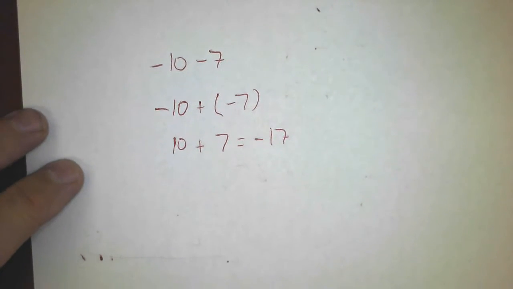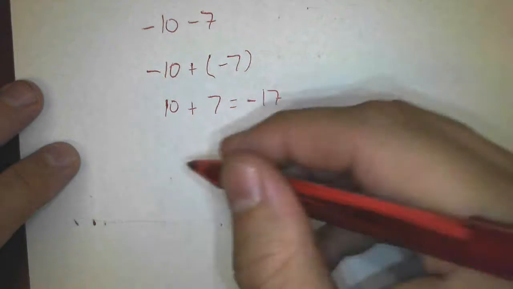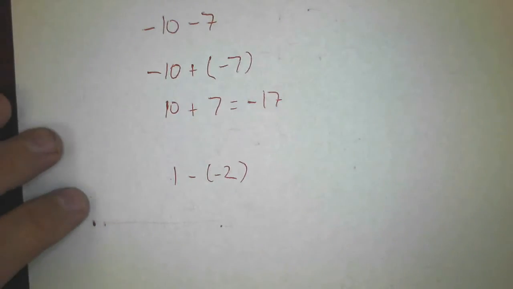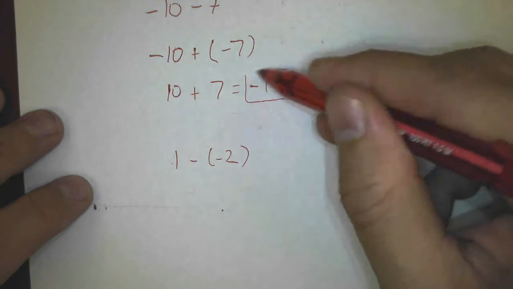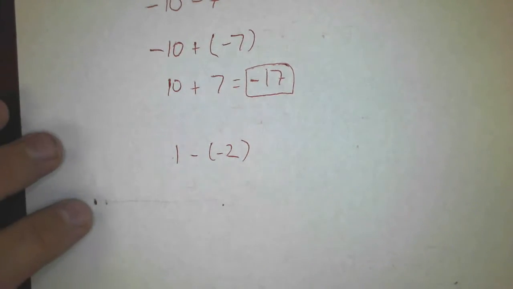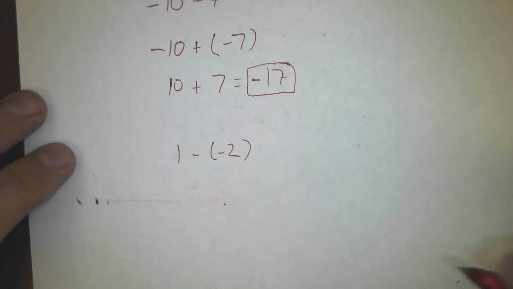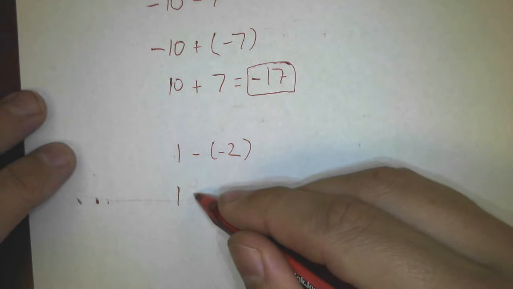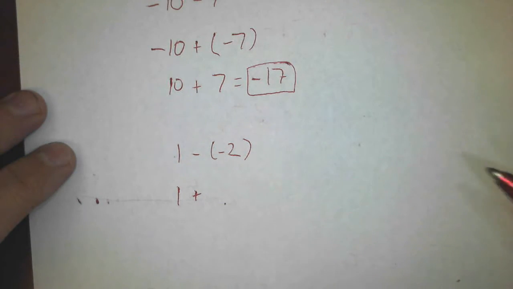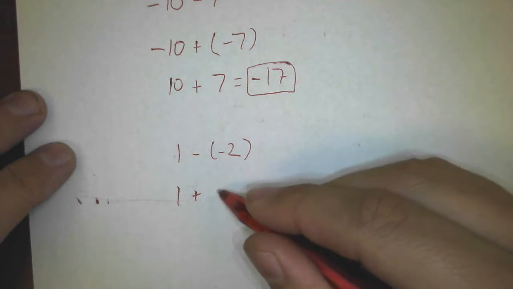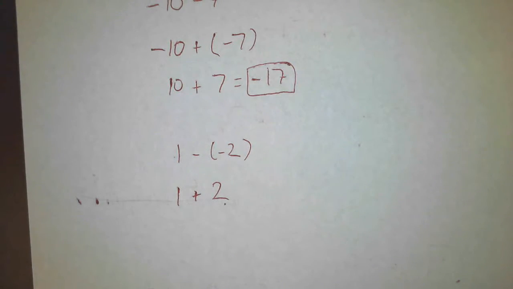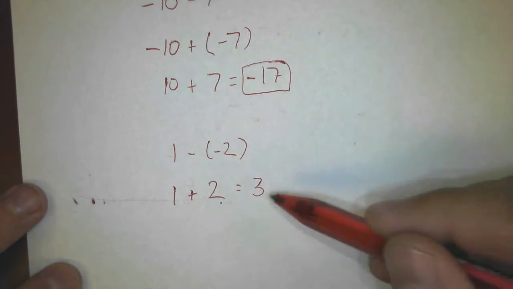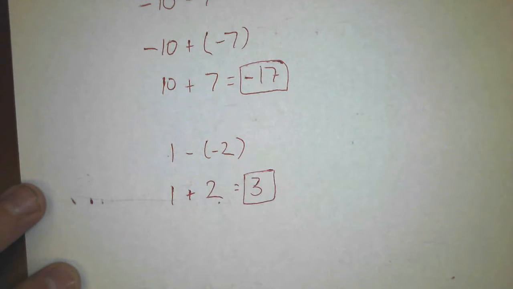Two more examples. The next one is 1 minus a negative 2. So I'm going to use my rule. I've got subtraction. I've got a positive 1 minus a negative 2. So I'm going to change my sign to addition. And the 2 becomes positive. So 1 plus 2. 1 plus 2 is very easy, and that equals 3. And I'm finished. Easy enough.